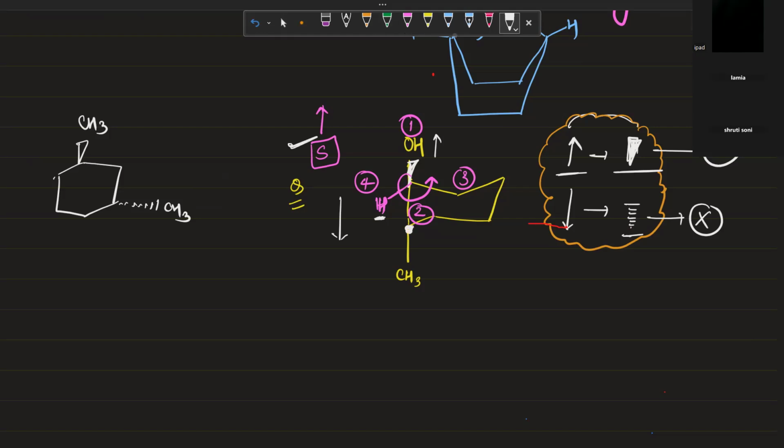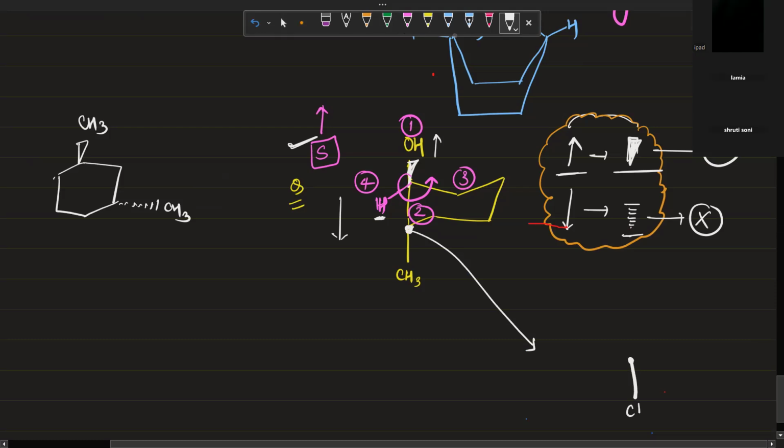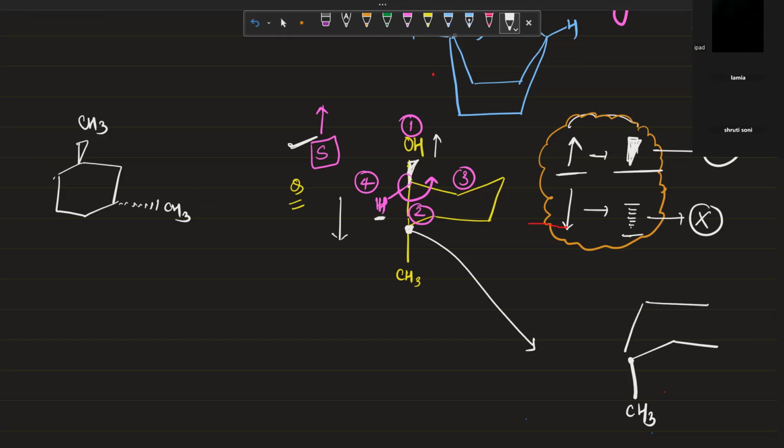Now let's start with this one. Here and here is a CH3, and this is a chair form, and here is again a chair form. And one hydrogen over here. Any doubt in this? No. Let's start to give priority now. This will be the first, second, third, and fourth.